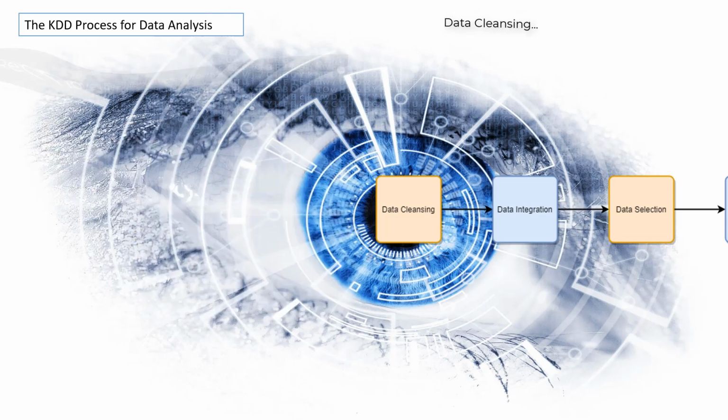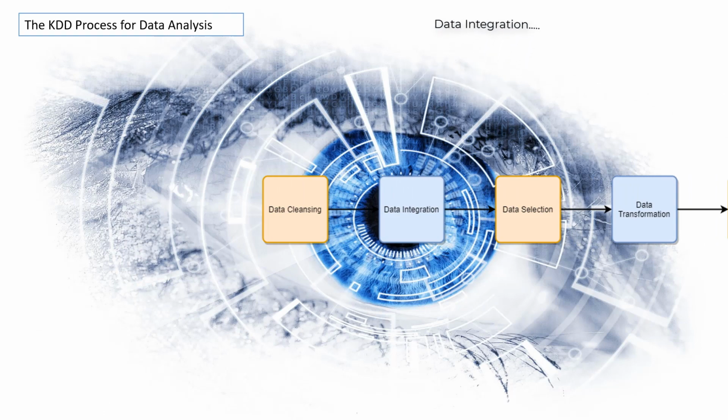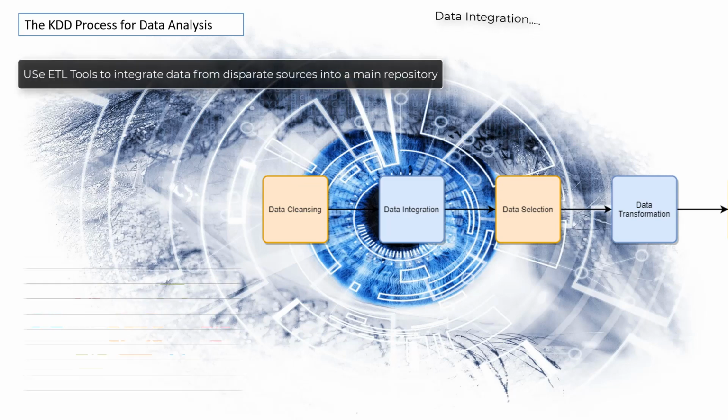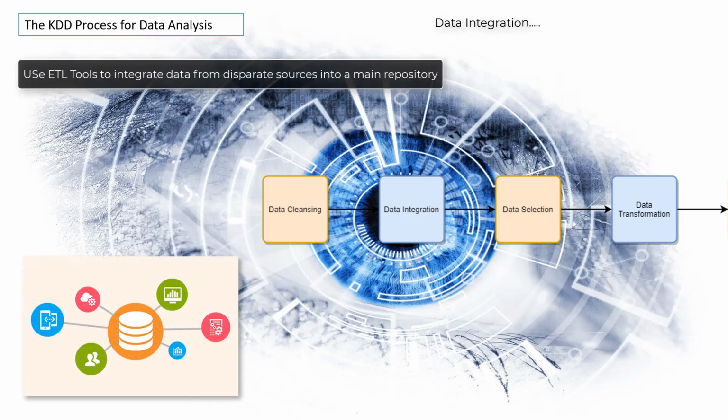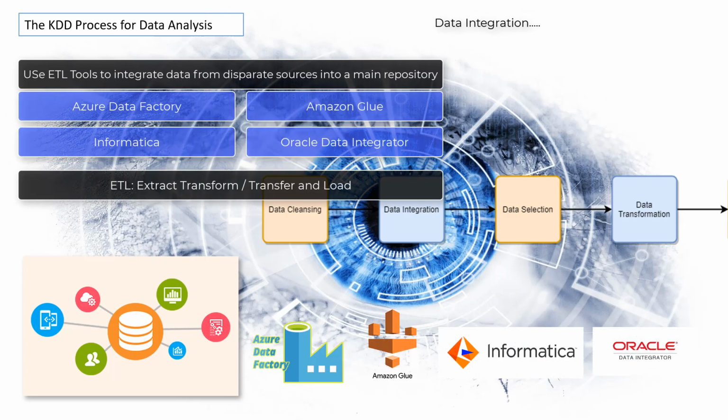So once you have cleaned your data, the next step is data integration. To finalize your data set, you may need to use ETL and data migration tools to extract data from various other sources and then combine the data with your existing data set to form a complete data set. You can read about ETL tools such as Data Factory, Amazon Glue, Oracle Data Integrator, and Informatica, to name a few. ETL stands for data extraction, transformation, and loading to a central data repository.